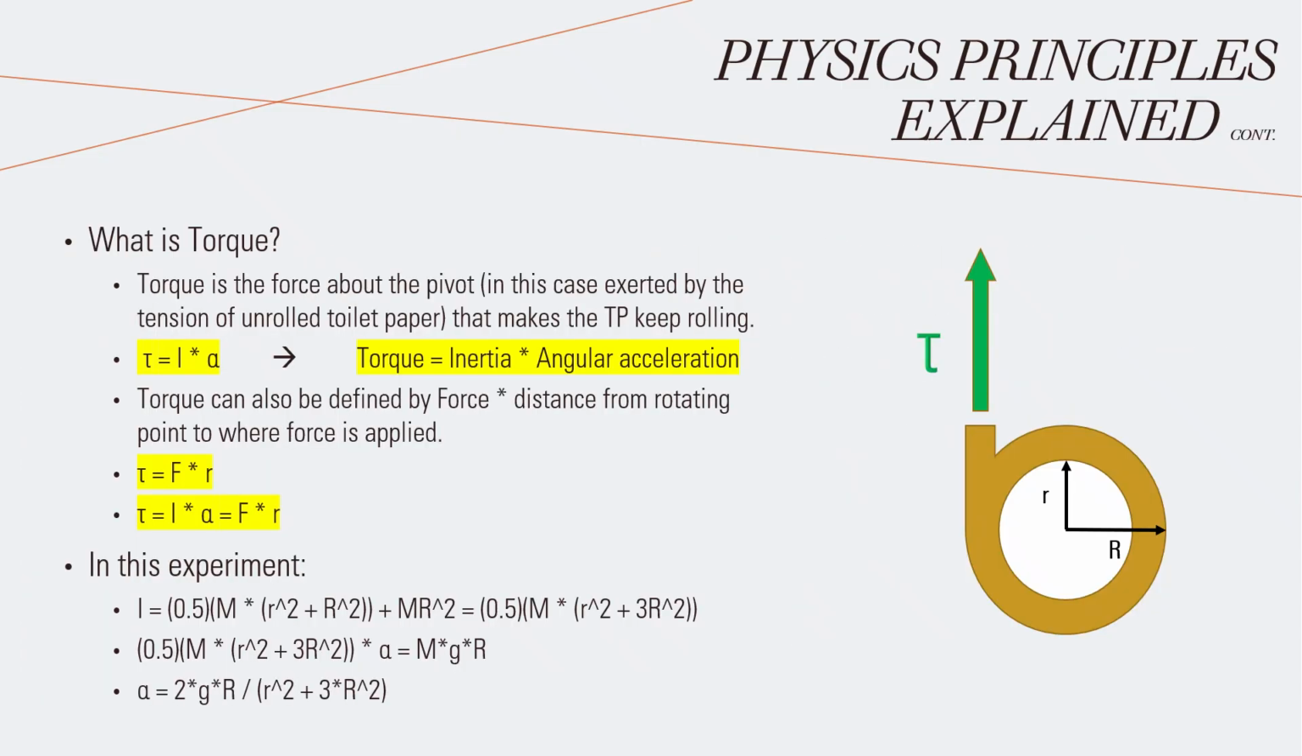The next key idea is torque. Torque is the rotational version of force, and for the unrolling roll, it comes from the tension in the sheets of paper pulling at the outer radius. We use torque equals inertia times alpha, and torque equals F r, to connect the gravitational force to the angular acceleration. Once we have the angular acceleration, we get the linear acceleration at the rim from a equals alpha r. That value of a is what goes into our time of fall equation for the unrolling roll.